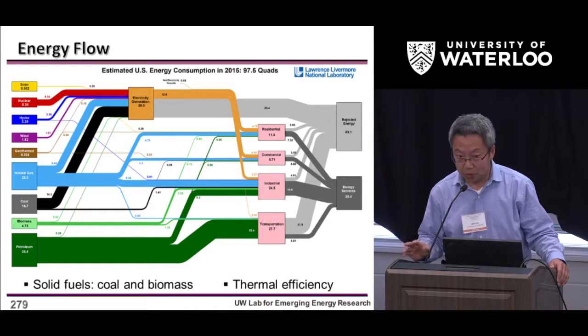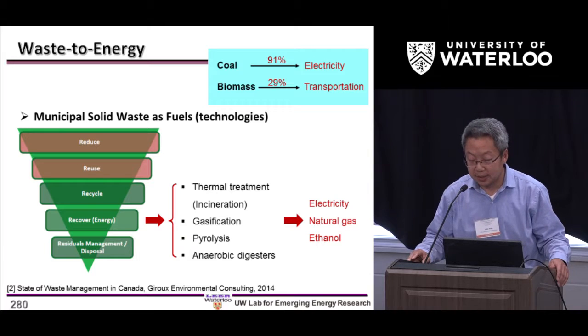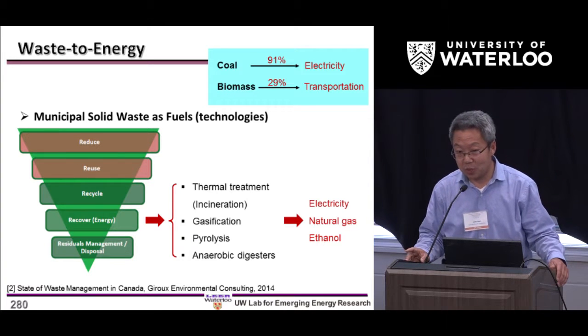And when you talk about waste to energy, I just put the coal and biomass over there. From that energy flow, clearly for the coal, 91% of coal is used to produce electricity. And for biomass, we have about 30%, mainly for transportation, and also some other part for the industry. So if you are going to compete your solid waste with the coal and the biomass, you have some guidance on where I can use energy produced by the solid waste.